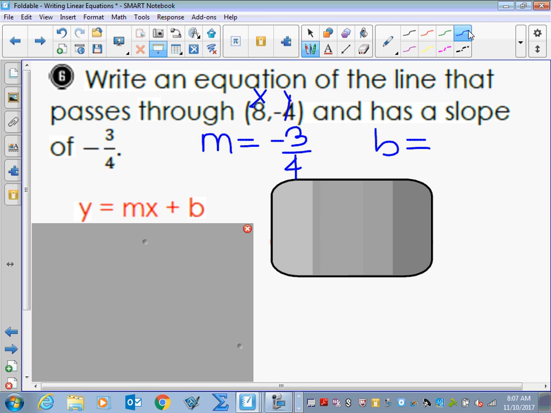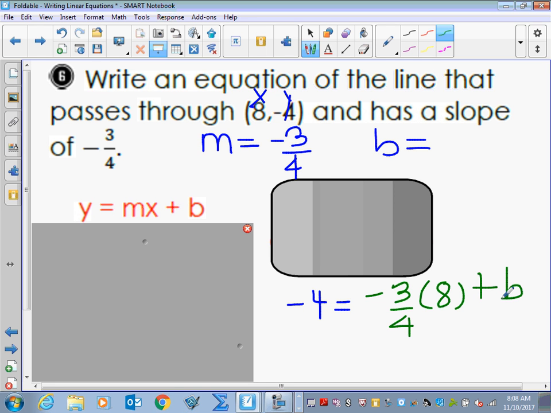All right, does anyone have the answer for b? Yes. Y equals negative 3 for x. Just b. I just need b. 2. All right, so let's work it out, see if that's correct. So the answer he gave us was 2. So I'm going to replace y with -4. I'm going to replace m with 8. And I'm sorry, I'm going to replace m with -3/4. Okay, I'm going to replace x with 8 and then solve for b.